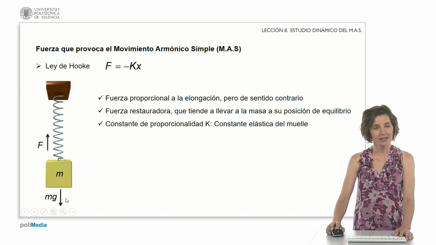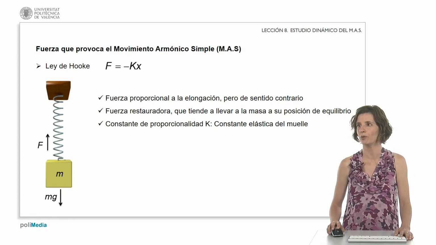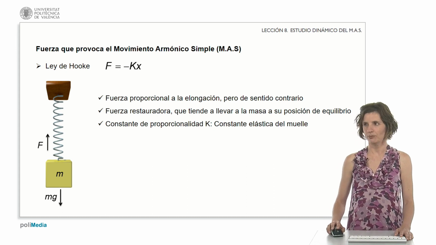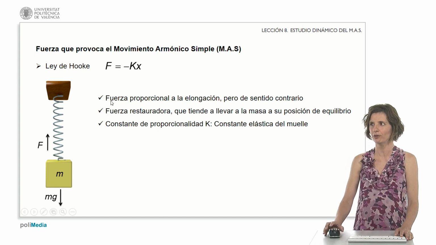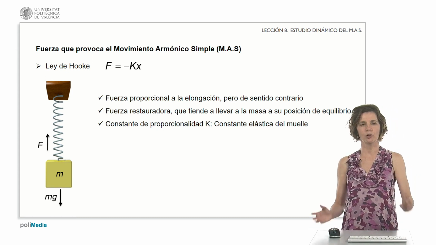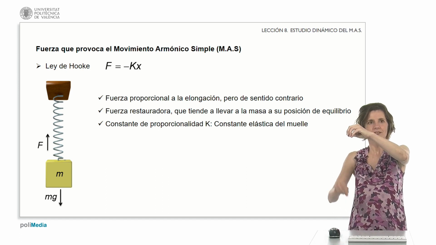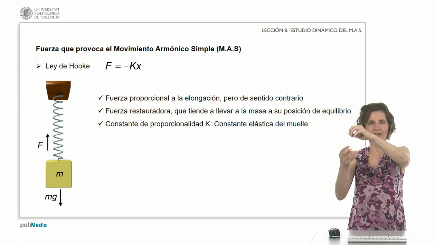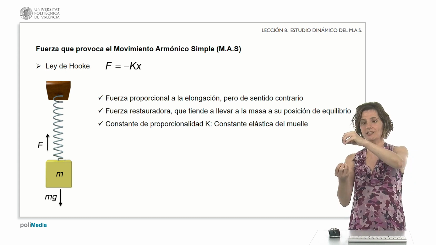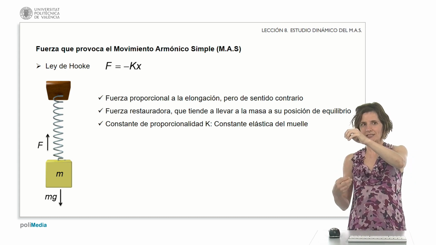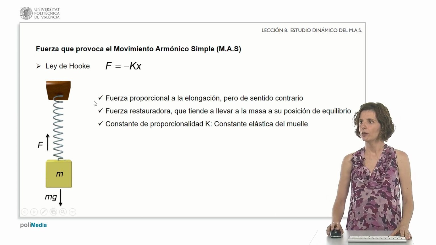In this particular case of the spring, it is easy to observe the characteristics of the force that causes the simple harmonic motion. First of all, it is a force proportional to the elongation, but in the opposite direction. When you take a spring and stretch it downwards, when you let go, you observe that the force exerted by the spring is upwards, contrary to the direction of motion. Moreover, if you stretch it more, the more intense that force is. Then it is also proportional to the elongation.